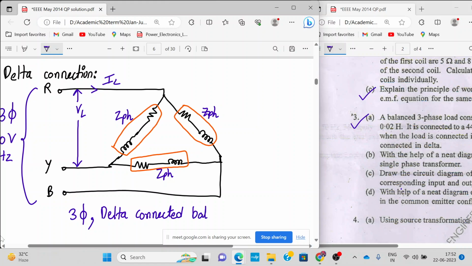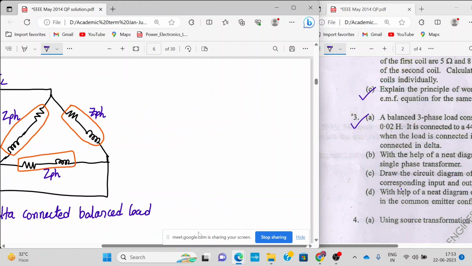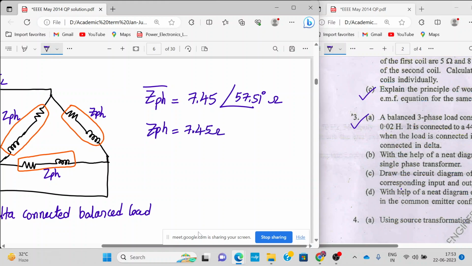balanced load. What do you mean by balanced load? Balanced means all the three coils are identical in value. So from the previous numerical, we have found out the value of Z phase. How much is that? 7.45 angle 57.51, right? So we have found Z phase as 7.45 ohms, and we found the angle as 57.51 degrees. So from the previous numerical, this remains the same.